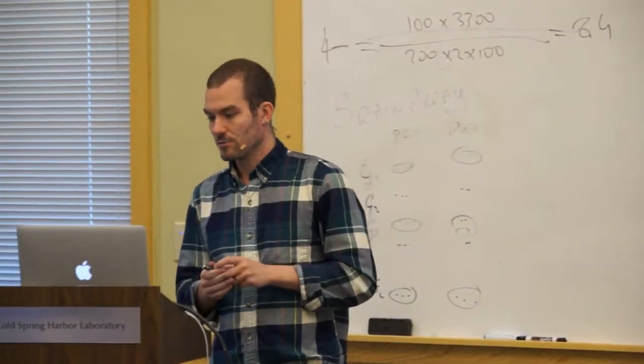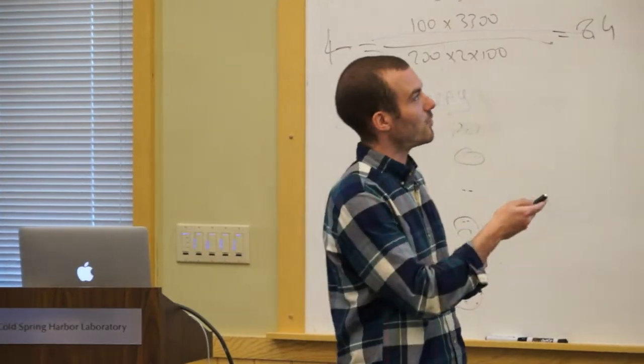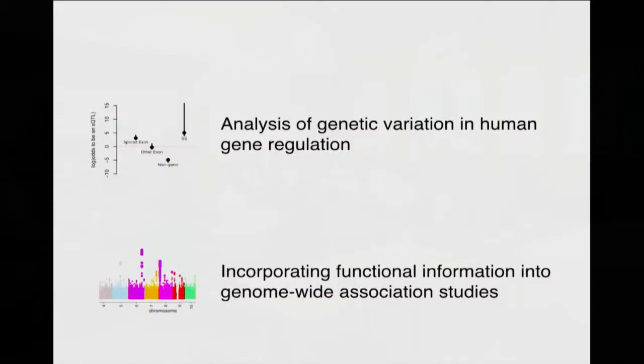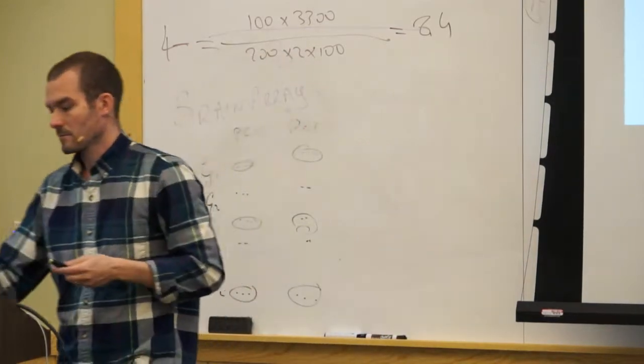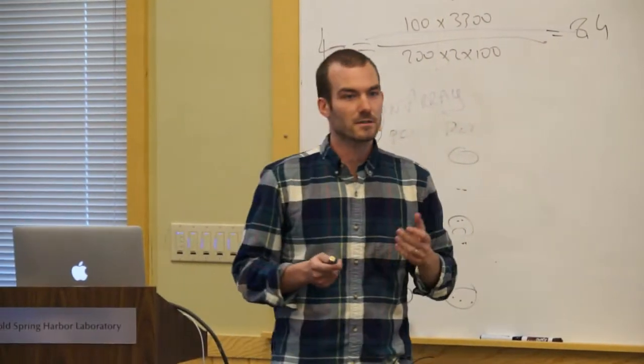So I'm going to tell you about two projects. One is sort of an older project from a few years ago, where we were looking at analysis of genetic variation in human gene regulation. And I guess you heard a talk from Thule yesterday on essentially the same topic, so I'll try to go relatively quickly through that. And then more recent work over the last year of how to incorporate functional genomics information into genome-wide association studies of human phenotypes. And so I'll start with the first.